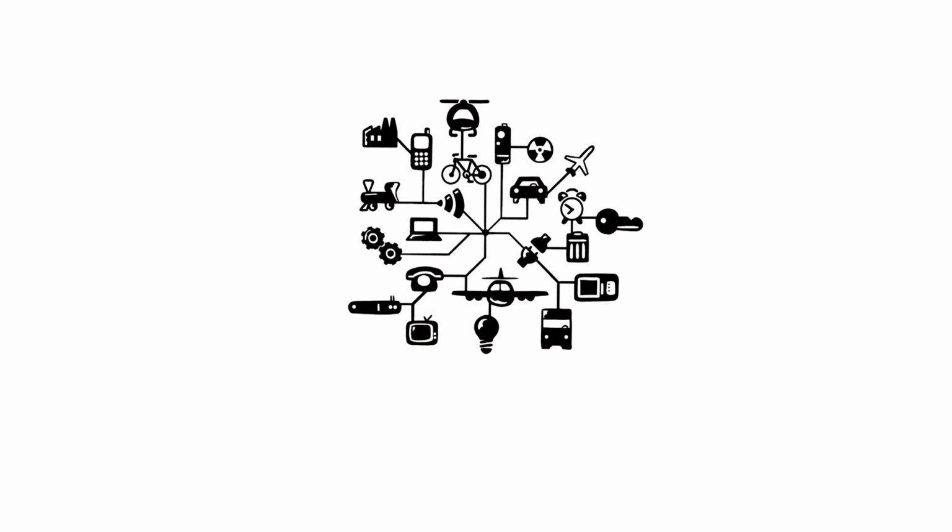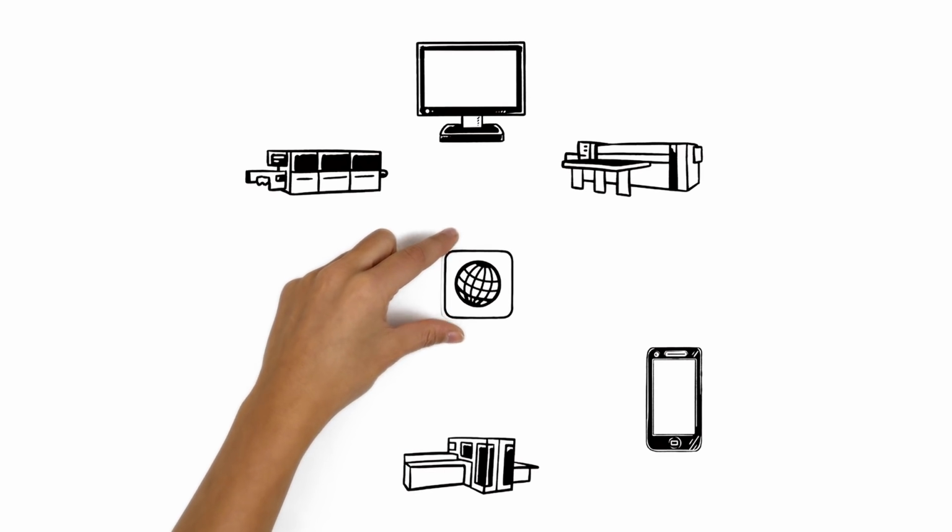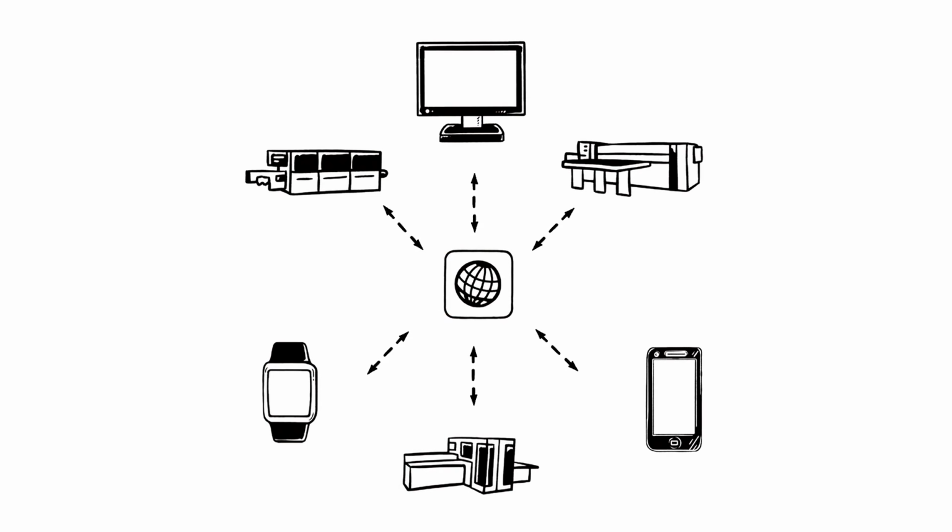IoT stands for Internet of Things. This means that machines and other everyday objects are networking with the Internet and can independently communicate with each other. The data is exchanged through a secure storage space on the Internet. This is called the cloud.